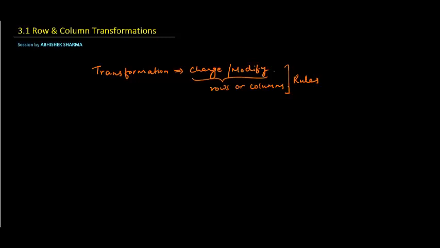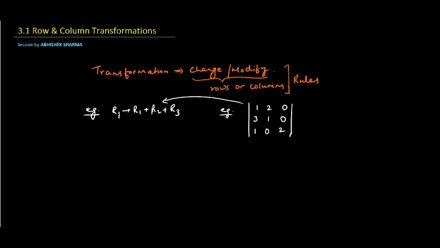So maybe for example, maybe I'll write transformation as R1 is R1 plus R2 plus R3. Now I've written this as one of the transformations. R1 is equal to R1 को मैंने change करा as R1 plus R2 plus R3. And suppose for the reference I am taking a determinant as, so in this particular determinant we are going to use these transformation. तो इसका मतलब क्या है?